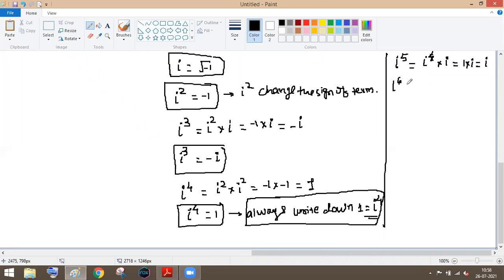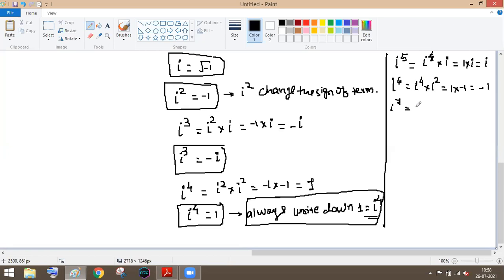Now if I ask you what is i to the power 6, we know that it repeats after every interval of 4. So whatever the value of i squared is, that will be the same as i to the power 6. And if you want, you can check it. So can we write i to the power 6 will be i to the power 4 into i squared? We know that i to the power 4 is 1, i squared is minus 1, so we get minus 1.